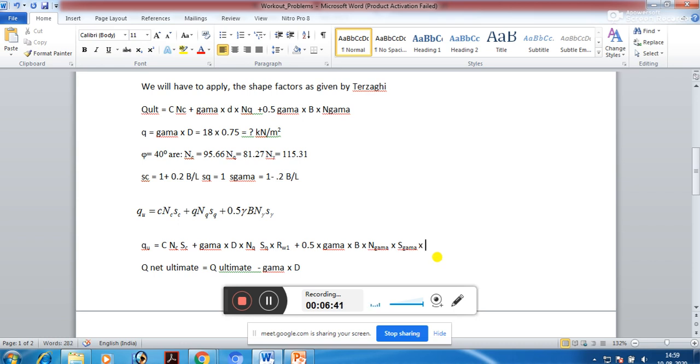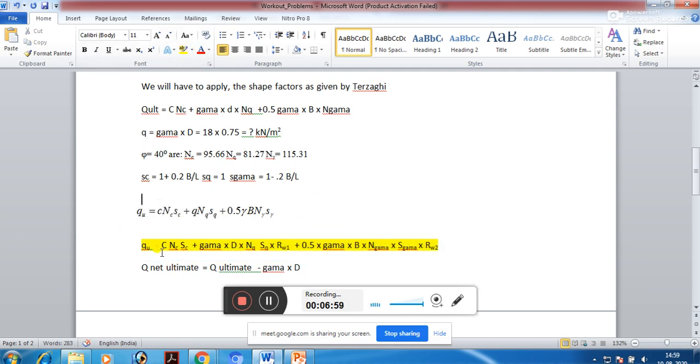Anything else I should multiply? Pardon? RW2. RW2, yes, RW2. So RW1 and RW2 are the water table correction factors. You now understand this. So this is actually the modified form of Terzaghi's equation, right?